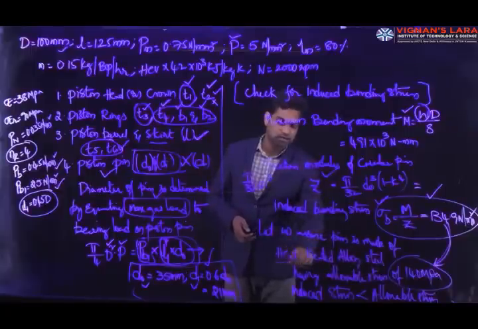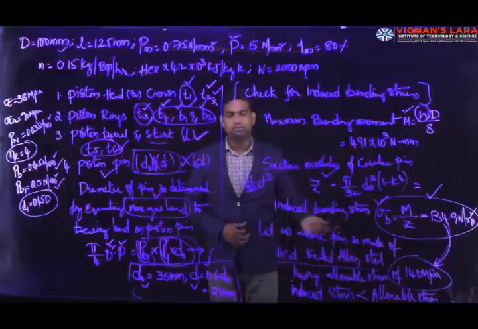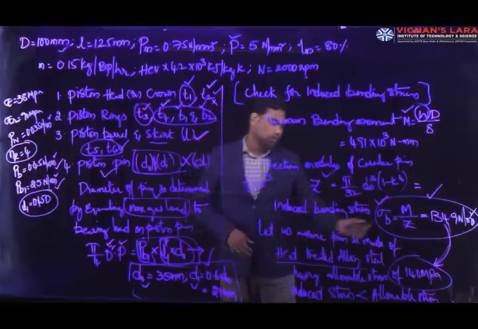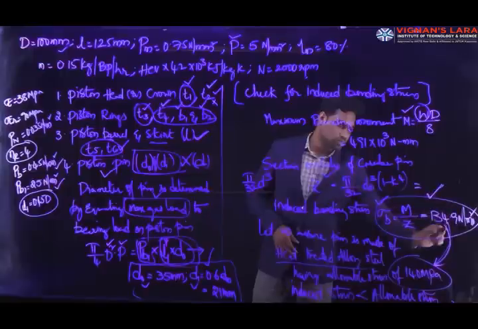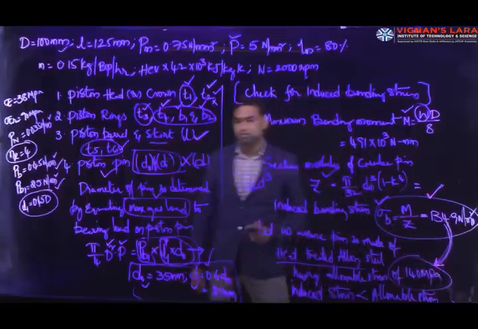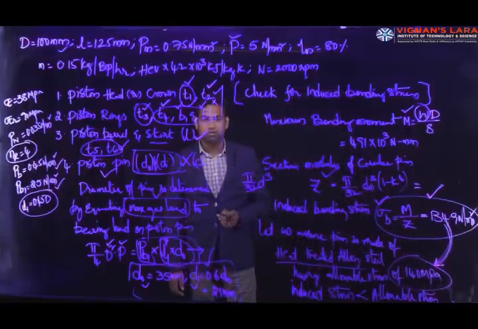Here I consider it as a heat treated alloy steel, so its allowable stress is going to be 140 megapascal. So if my calculated induced stress is less than the given permissible stress, then the design of the pin is safe. Clear? So this is the process we need to follow.